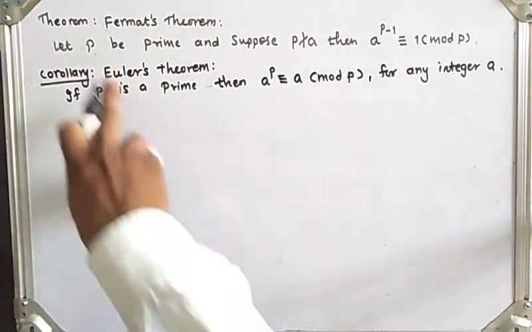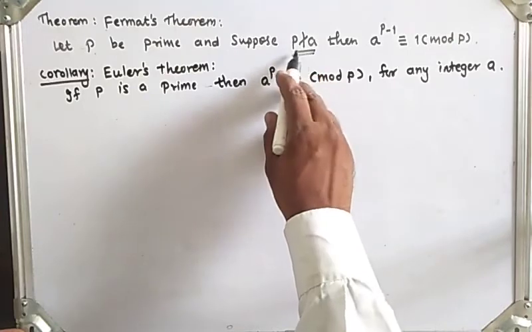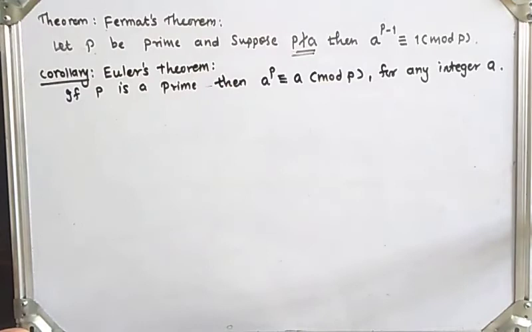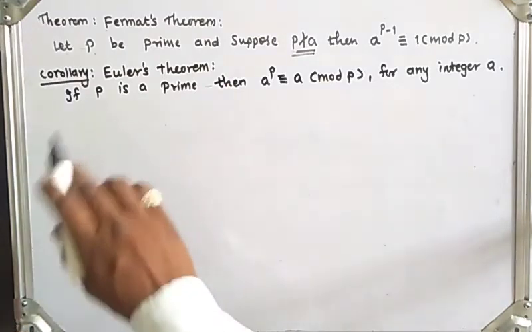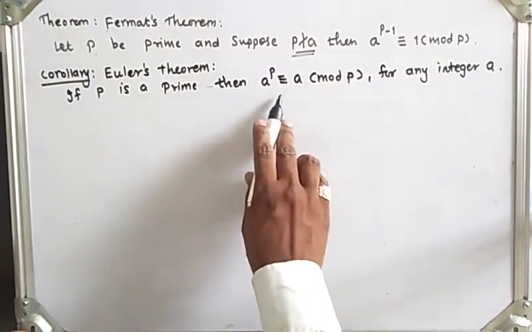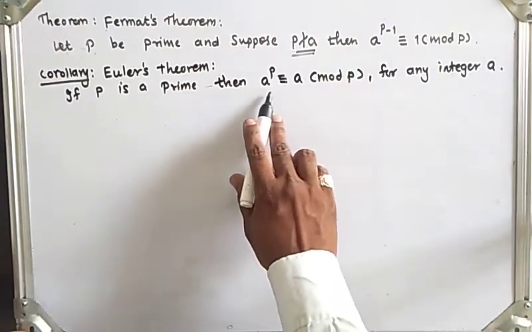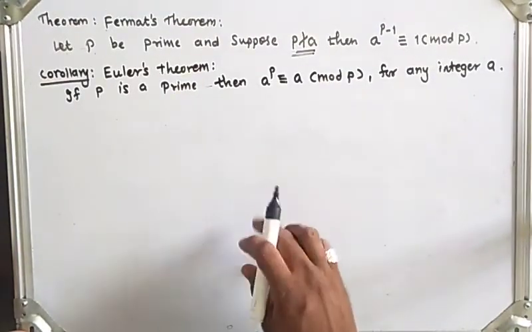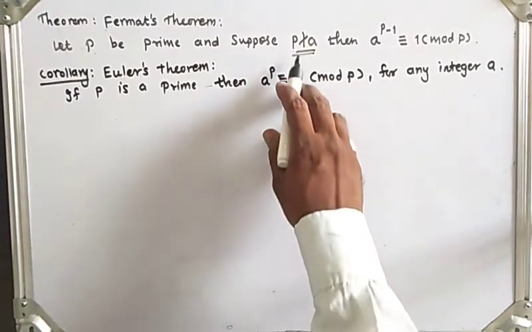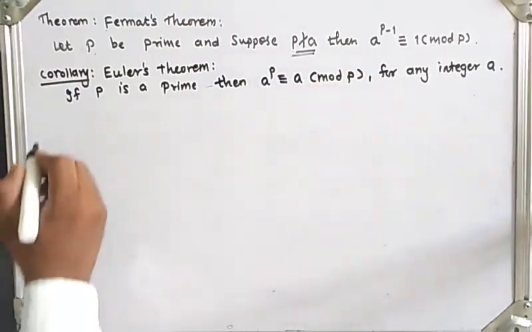So here in Fermat's theorem we have the condition that p is prime, and the condition p does not divide a, then we have shown a raised to p minus 1 is congruent to 1 modulo p. Now in this corollary, p is a prime number and there is no condition on a, and directly we have any integer a where a raised to p is congruent to a modulo p. Now we will prove this theorem in two ways: first case p divides a, and second case p does not divide a. So let's see the proof of the theorem.